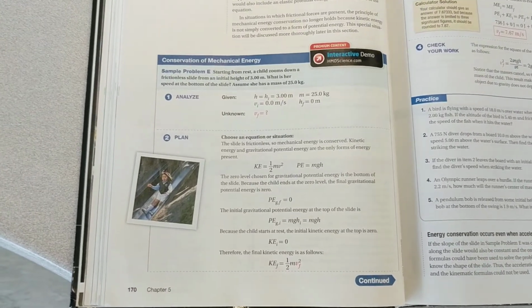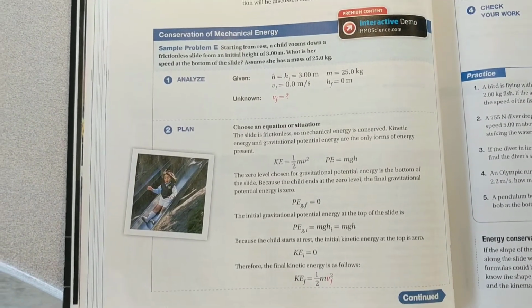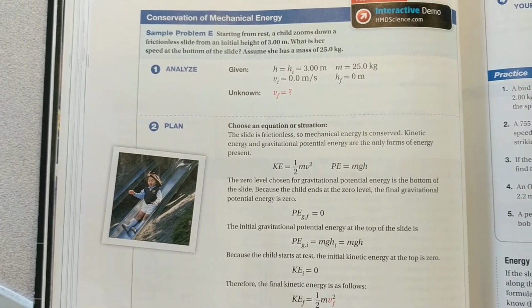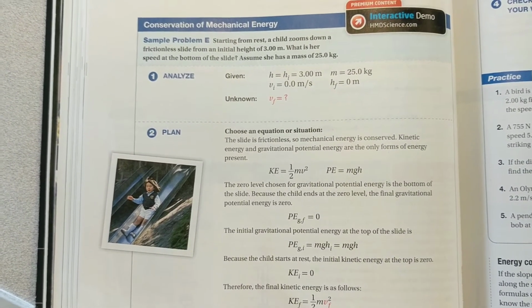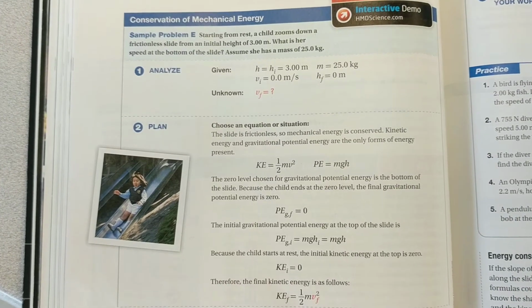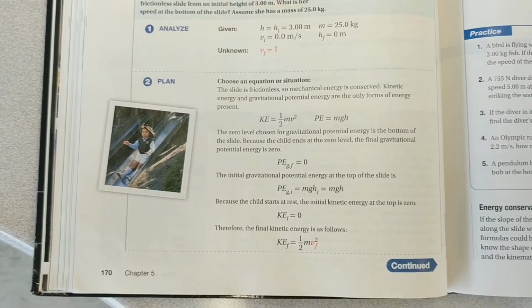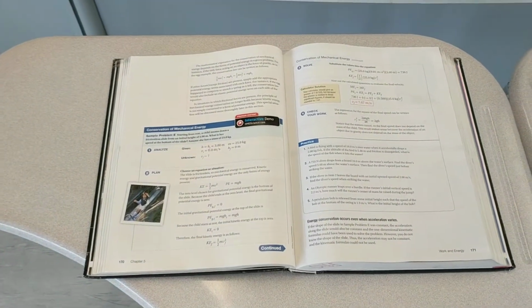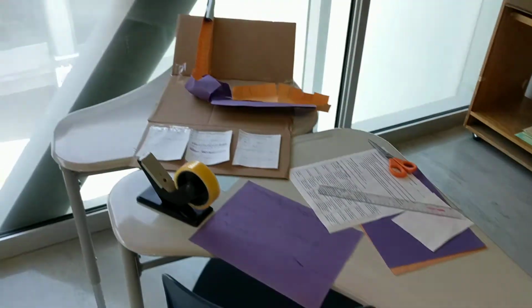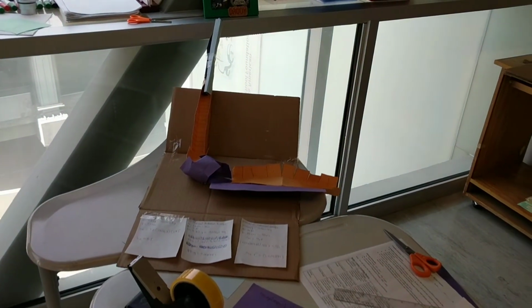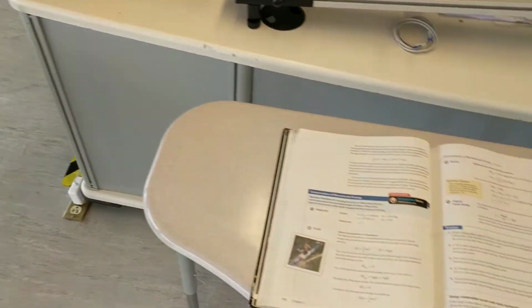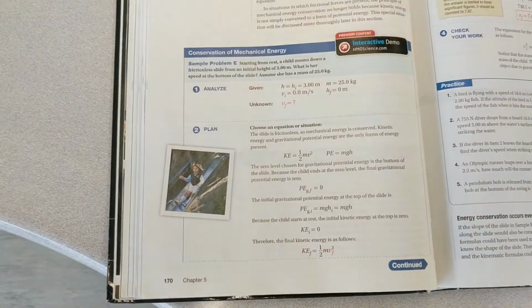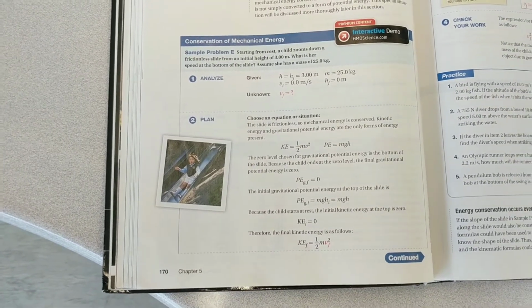This is page 170. Here is a sample problem. Starting from rest, a child zooms down a frictionless slide from an initial height of 3 meters. What is her speed at the bottom of the slide? And really, a child going down a slide is no different than a marble going down a roller coaster, a paper roller coaster. So we are meant to be able to do a problem like this with certain proficiency, and then understand that really the marble problem, the roller coaster problem, is the same problem.